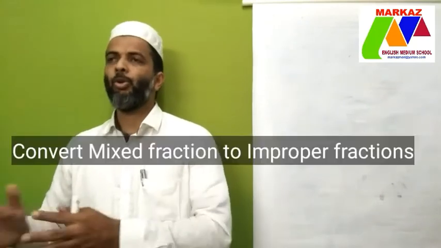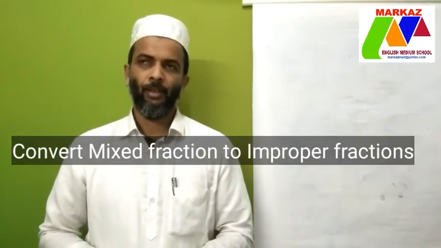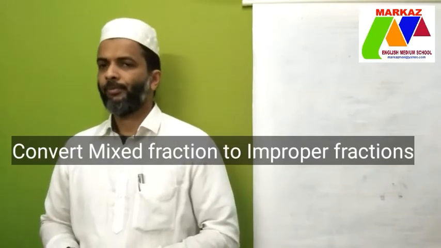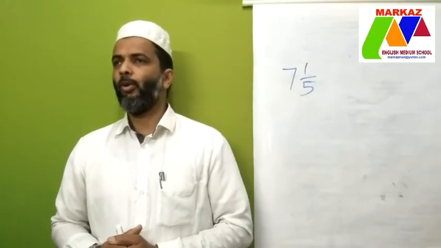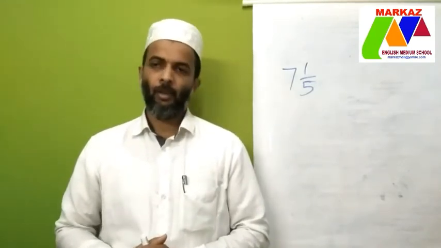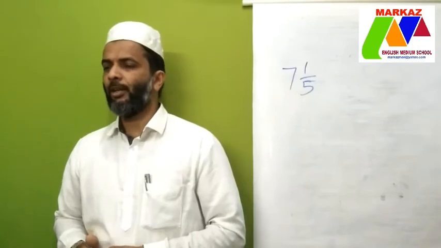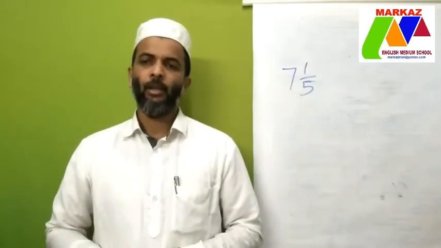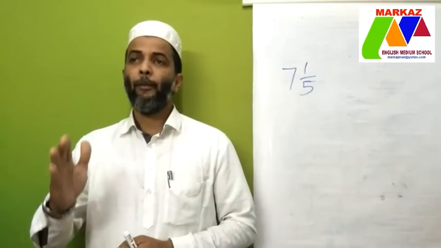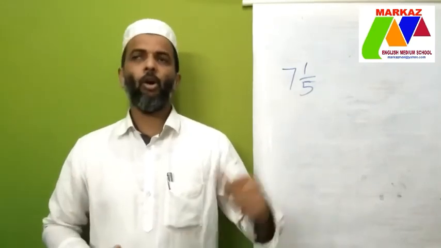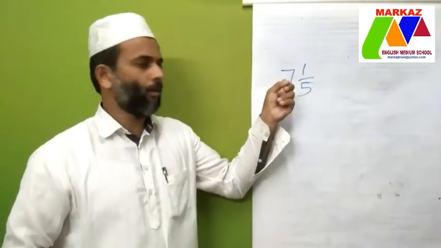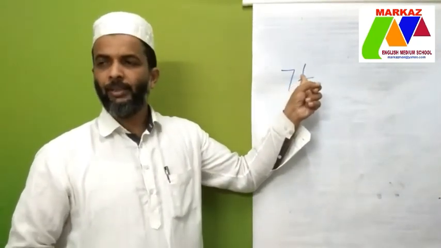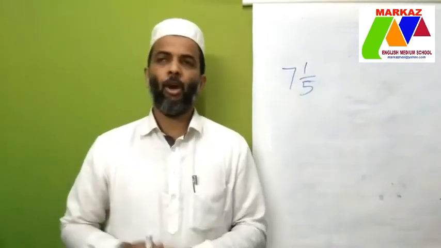Write heading. Convert mixed fraction to improper fraction. Let us look at one example. Write down 7 1 by 5. Convert to improper fraction. Question number 1. How to convert this mixed fraction to an improper fraction? Very easy. First, multiply the denominator with the whole number. Then add the numerator. Then write the same denominator.